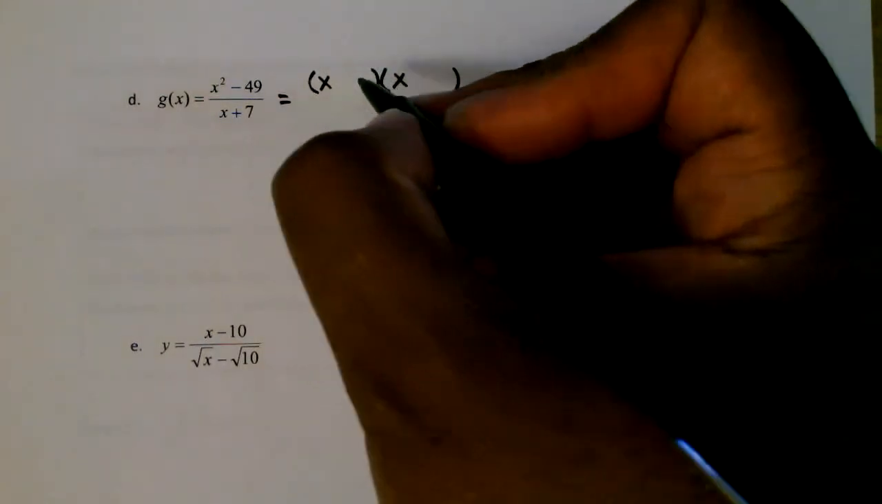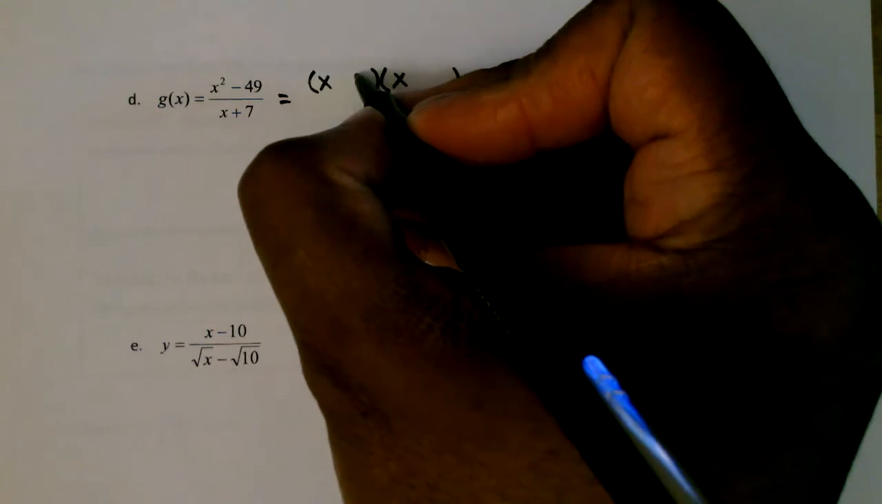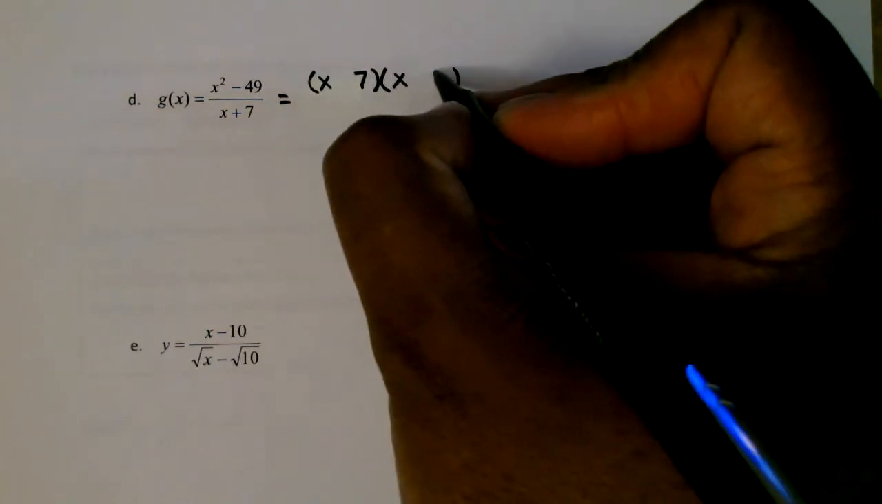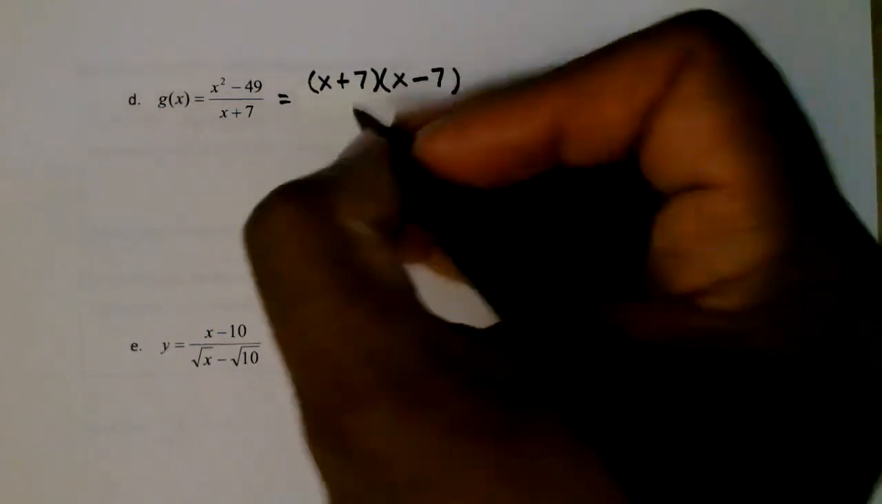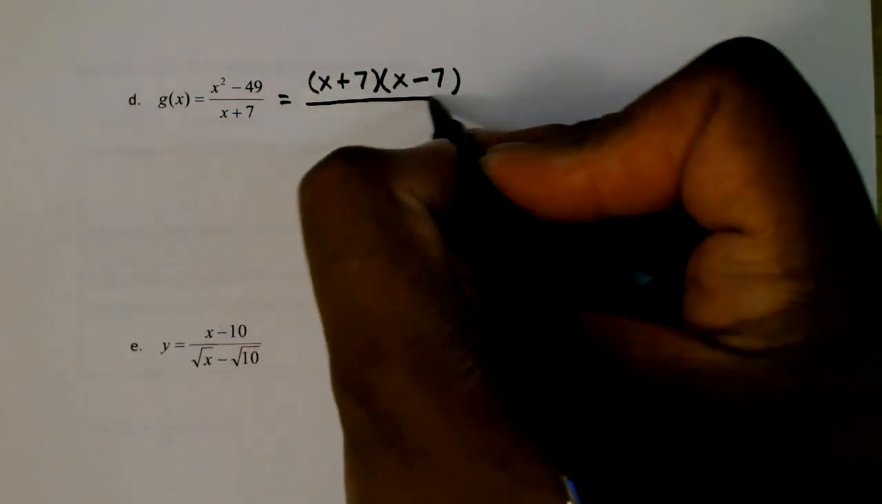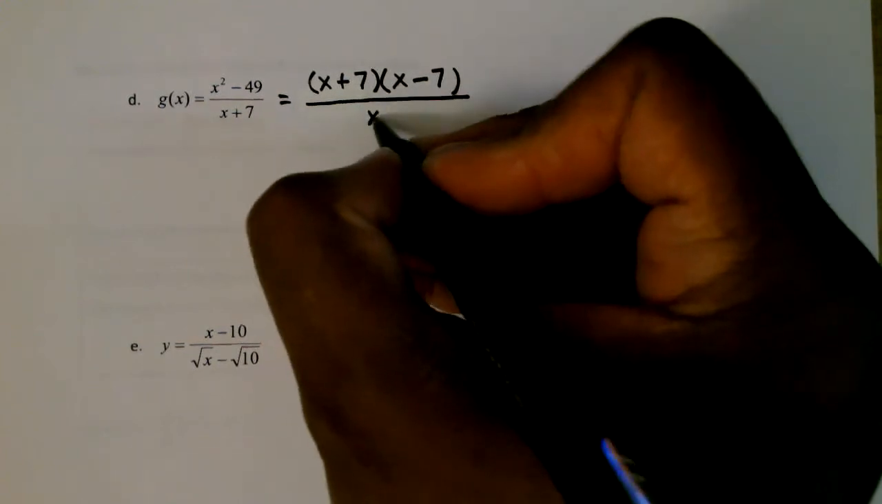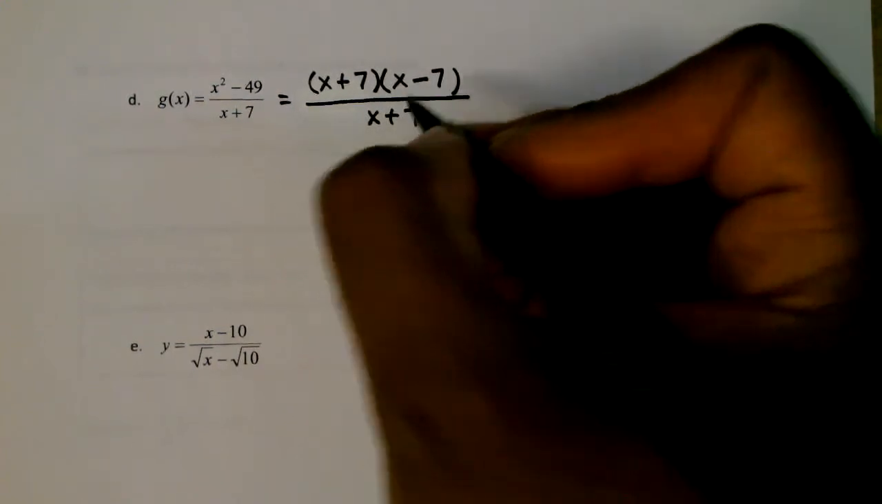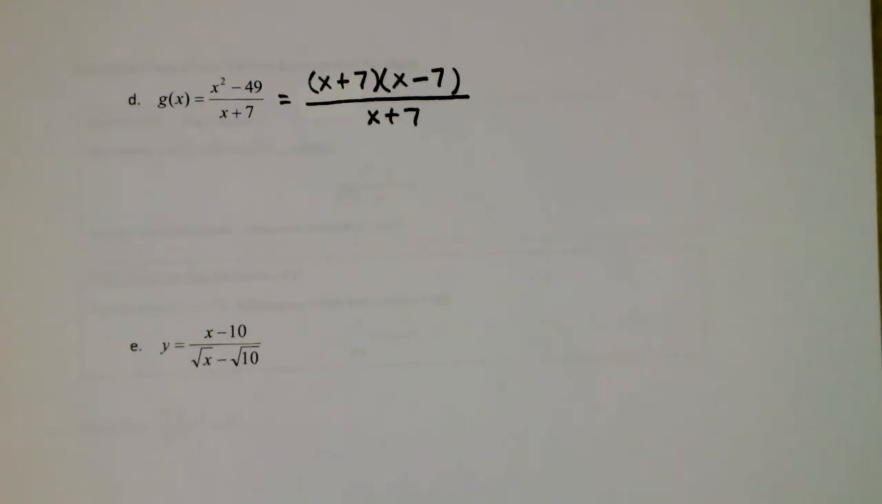49, what number times itself gives me 49? Must be 7. And it's a difference of two perfect squares. That means one must be plus and the other one has to be minus. And all that's going to be divided by x plus 7. So I have x plus 7 times x minus 7 divided by x plus 7.